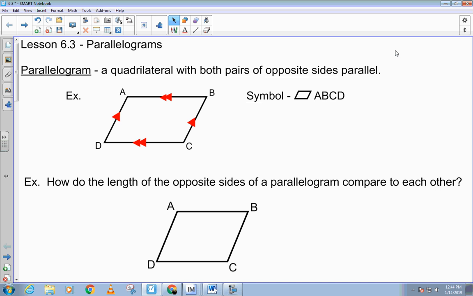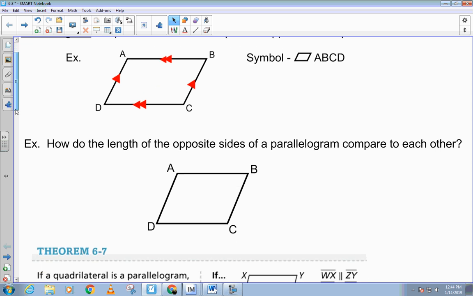This is as simple: you draw a little mini parallelogram, and then you list the vertices in clockwise or counterclockwise order. So ABCD. All right. Now, I want us to discover the properties of the parallelogram. We want to look at how the lengths of the opposite sides of a parallelogram compare with each other. What do you think? We know the opposite sides are parallel, but what else do we know about them? Are they congruent? How do you know?